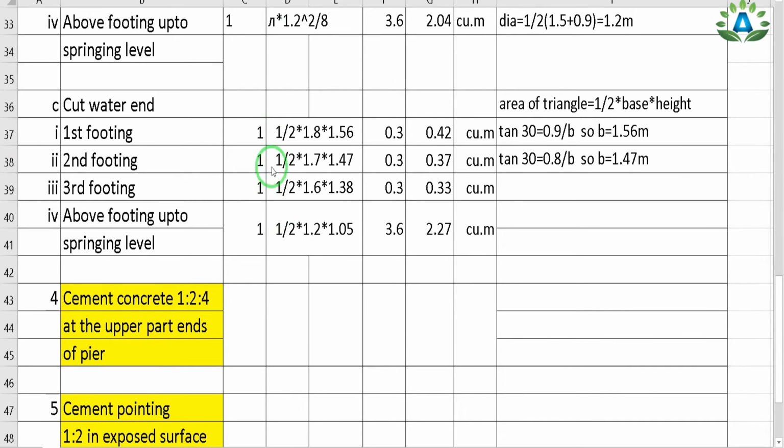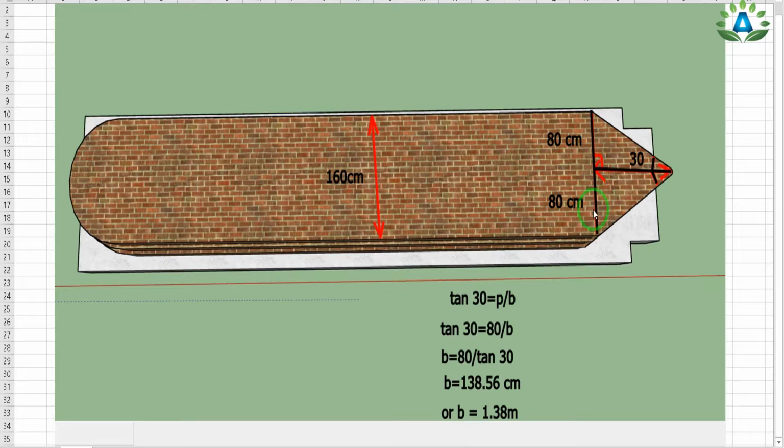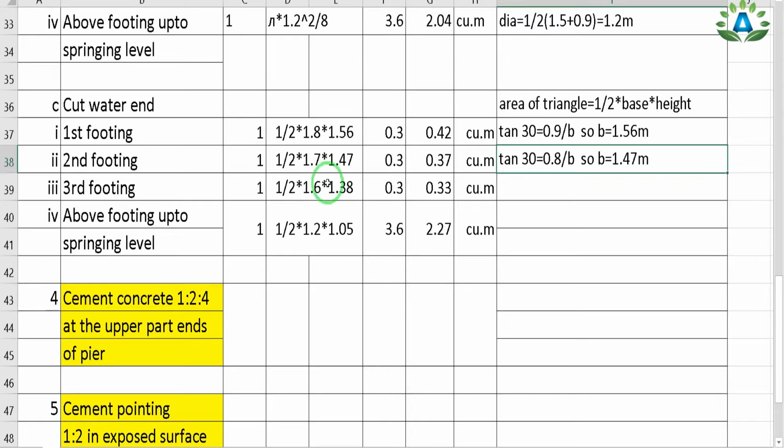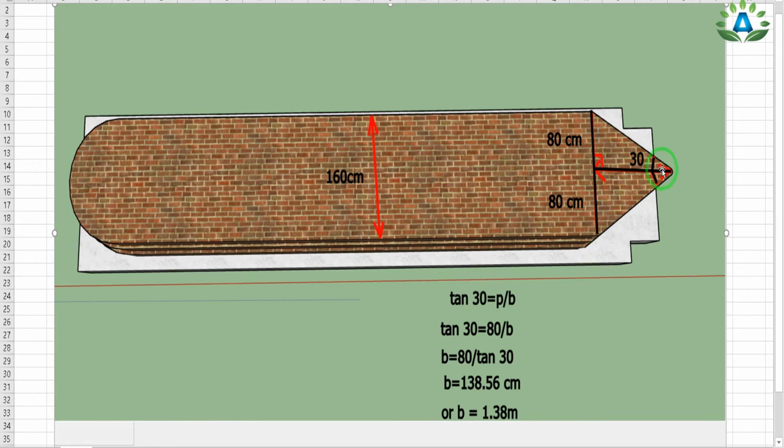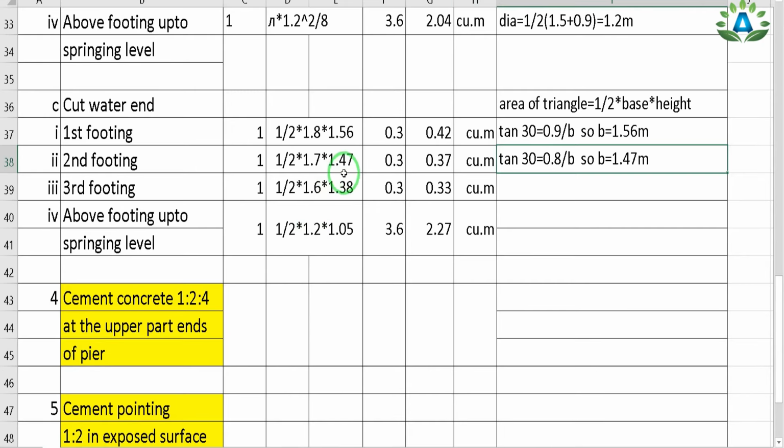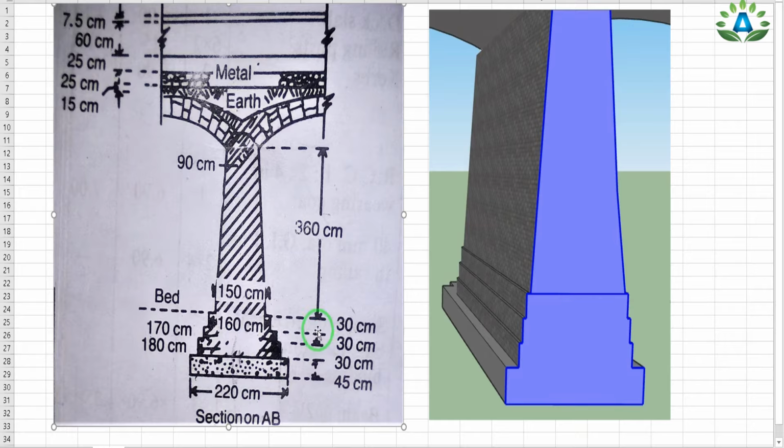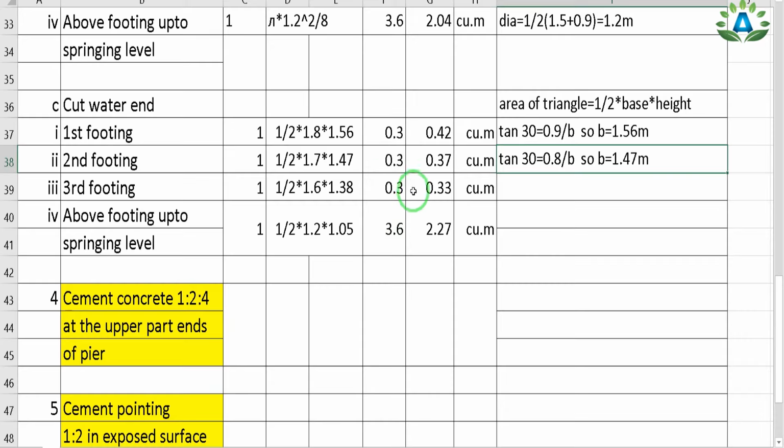So we have one number of this third footing, and the area of the triangle equals 1 by 2 into base, in which our base is this total portion, that is 160 centimeter, or we can write 1.6 meter, and the height of this triangle equals this portion, that is 1.38 meter that we have obtained. And we have calculated this area and we need to multiply by its height. So the height of this third footing equals 30 centimeter from this section on AB. So we can write the height equals 0.3 meter and we get 0.33 cubic meter.